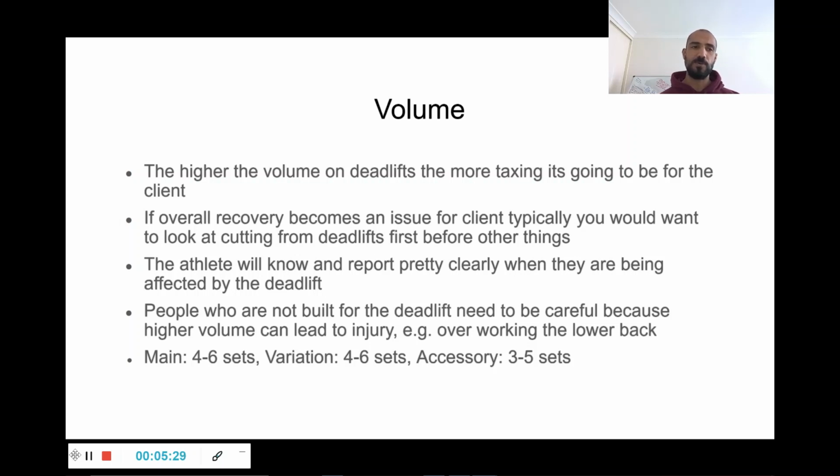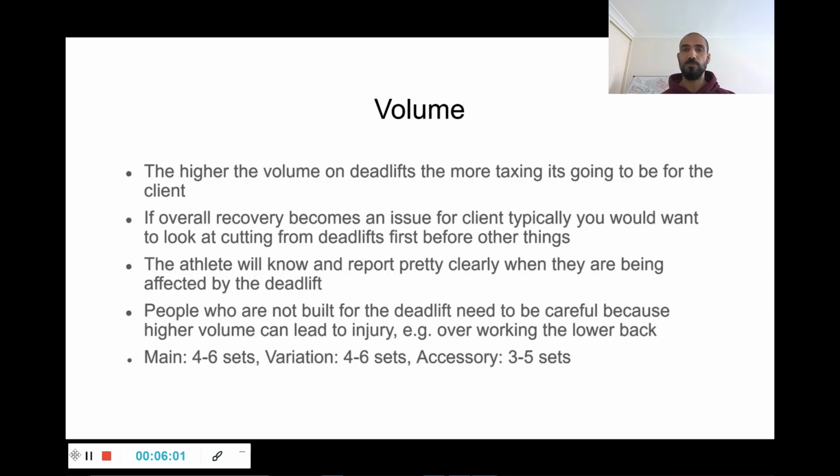The other thing you need to consider when it comes to assigning volume to a lifter is, are they actually built well for deadlifting for the amount of volume you want to give them? So for example, somebody who has short arms and even at the most efficient, optimal way of setup, they just have too much of a forward lean in their torso and their hip has no choice but to be too high up.